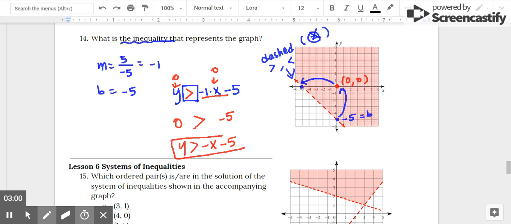So the first thing you need to do is find the equation of the line. And then you just erase that equal sign, and then use a testing point, plug it in, and it should be true if you chose a testing point from this solution set.